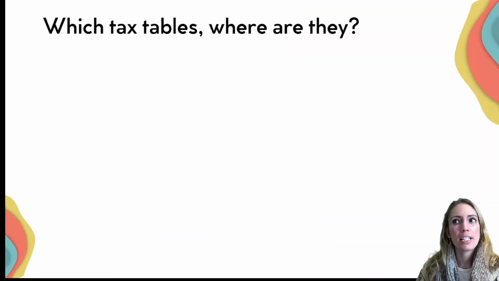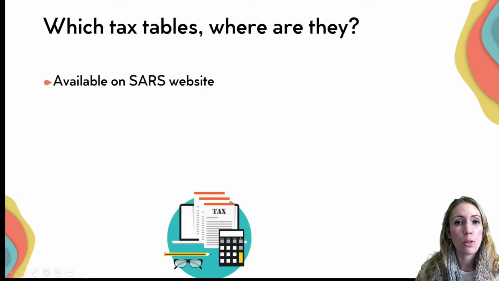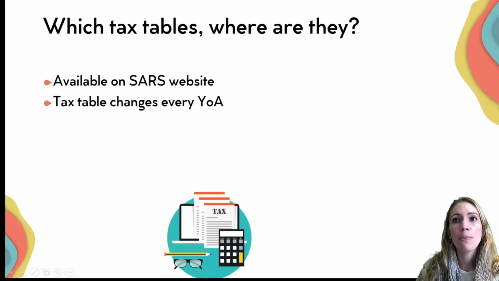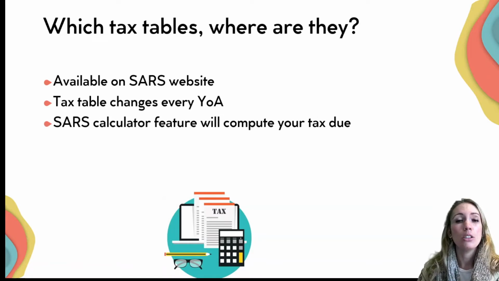Okay, so what are tax tables? Where do you find them? Your tax tables are what SARS uses to calculate your tax for that specific year of assessment. You can find them on the SARS website. They do change each year, so just make sure you are using the correct tax table for the relevant tax year that you are working with. It is also important to note that SARS won't actually make you calculate your tax yourself. There is a SARS calculator feature that you can click on when you're doing your tax return to see how much tax will be due, but it is rather helpful to at least have a basic understanding of how the tax gets calculated.